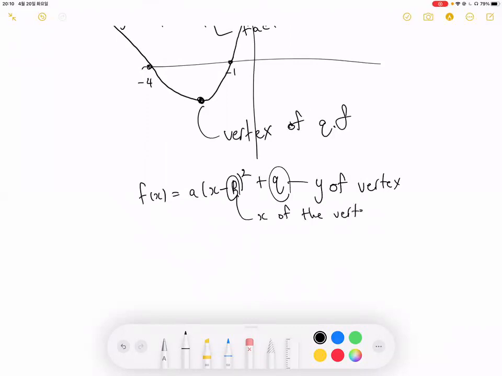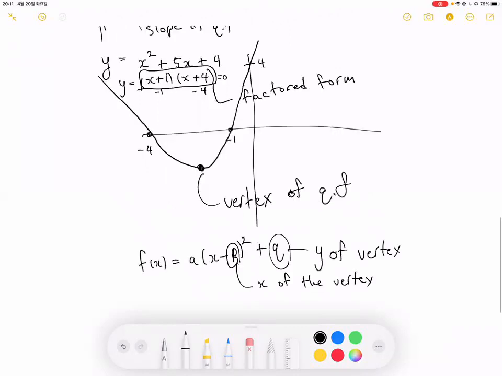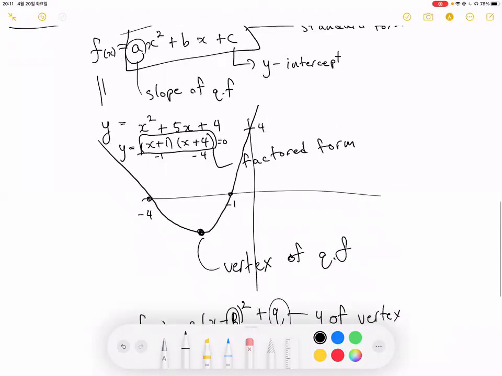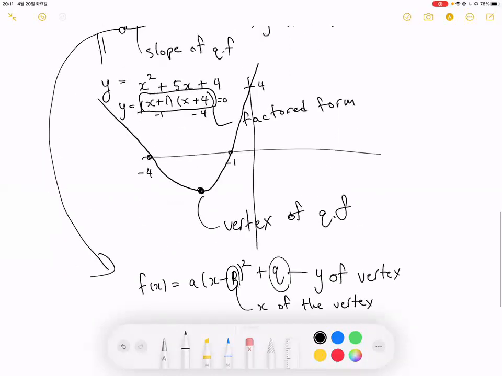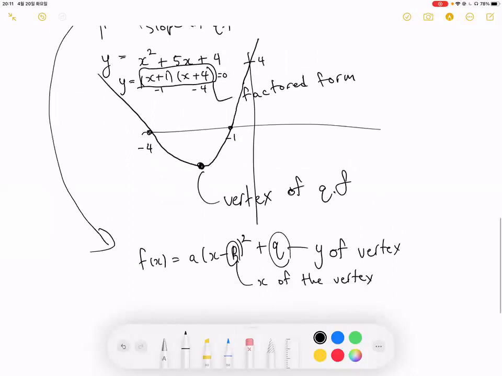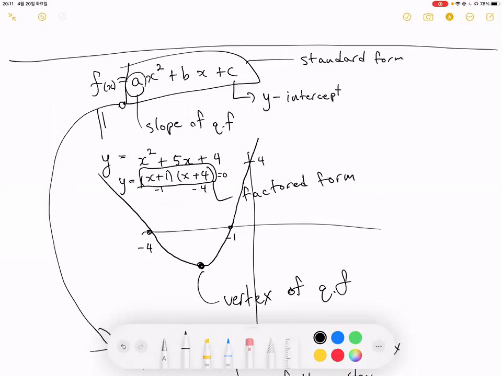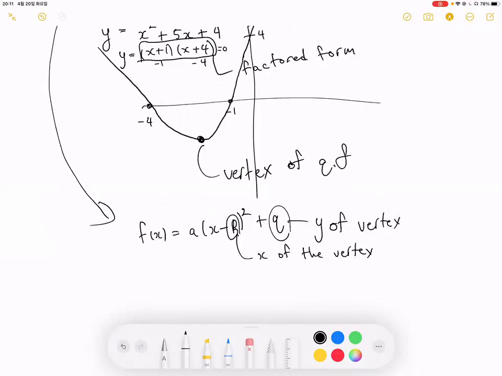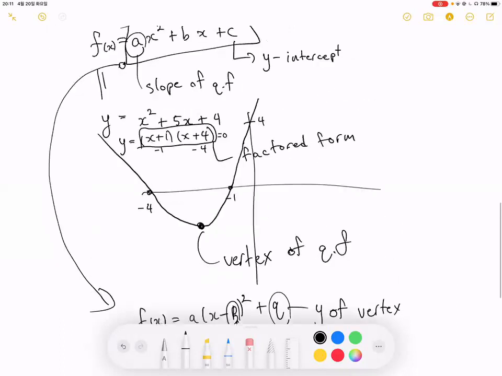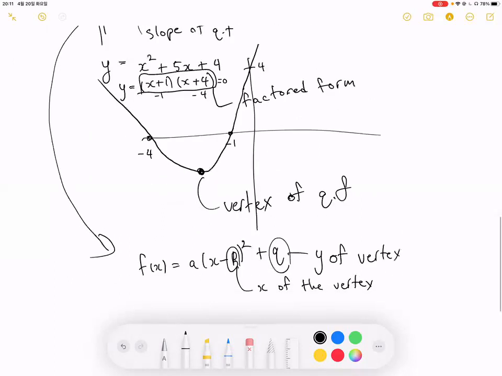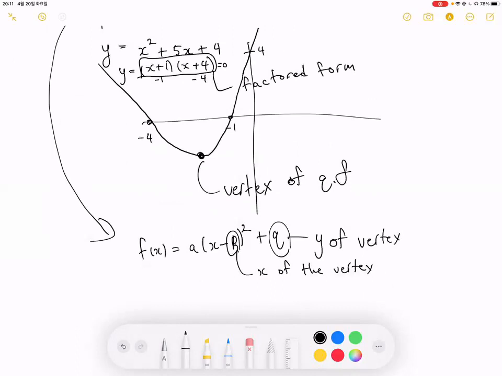So if we can convert the standard form into the vertex form, we can figure out the coordinates of the vertex. There are many ways that you can express the quadratic function so that it is easier to graph. Sometimes the function is not factorizable. In that case, you have to use the vertex form.